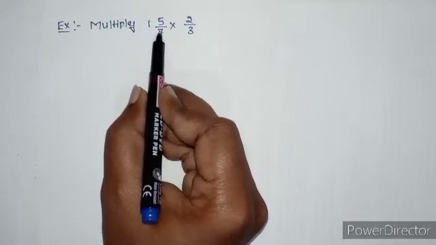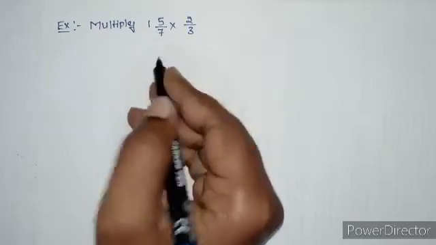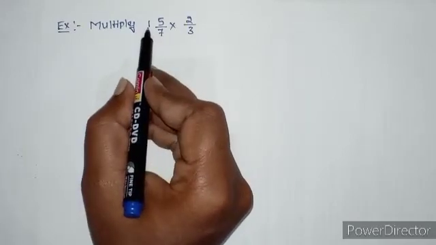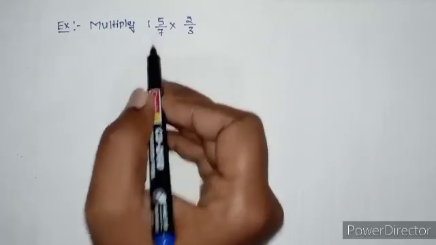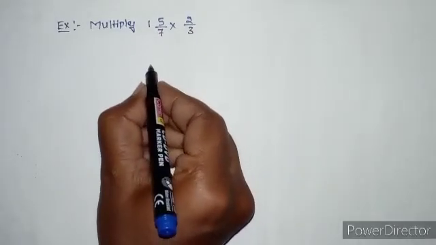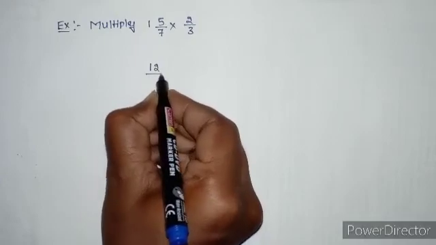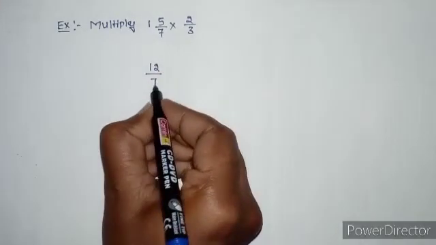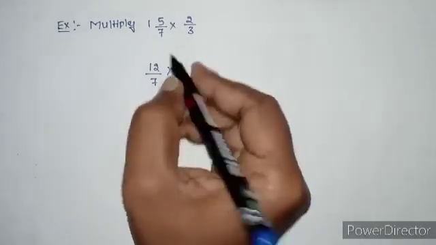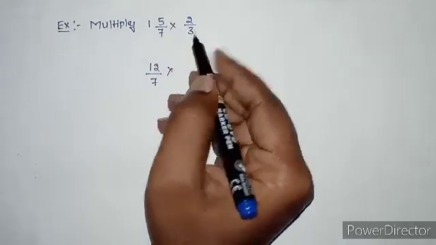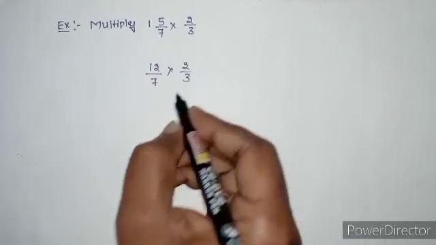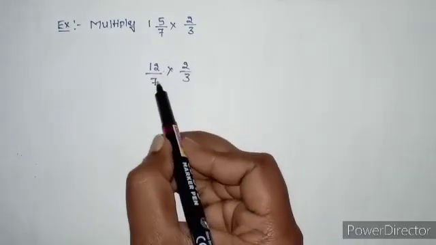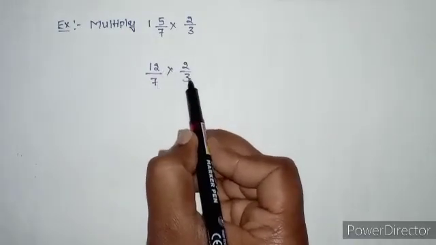All of you see here, 7 ones are 7. 7 plus 5 is 12, right? So write 12 here, and write the denominator as it is. Then write the proper fraction as it is, 2 over 3. Now we got 12 over 7 into 2 over 3.